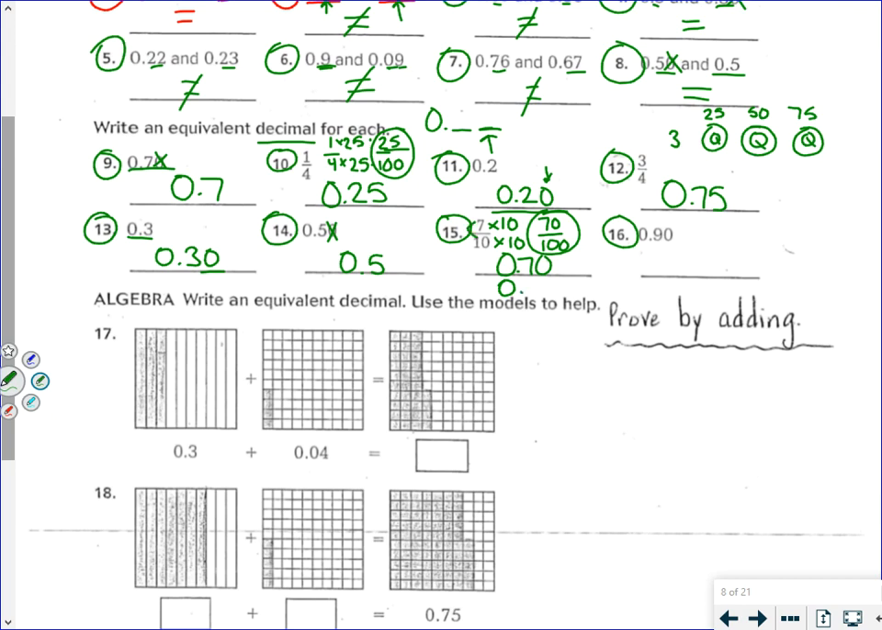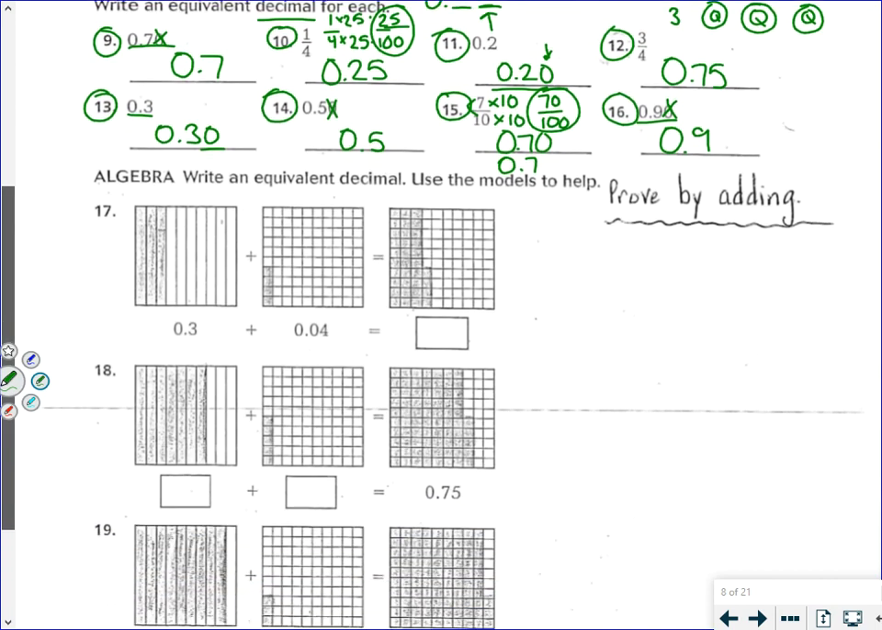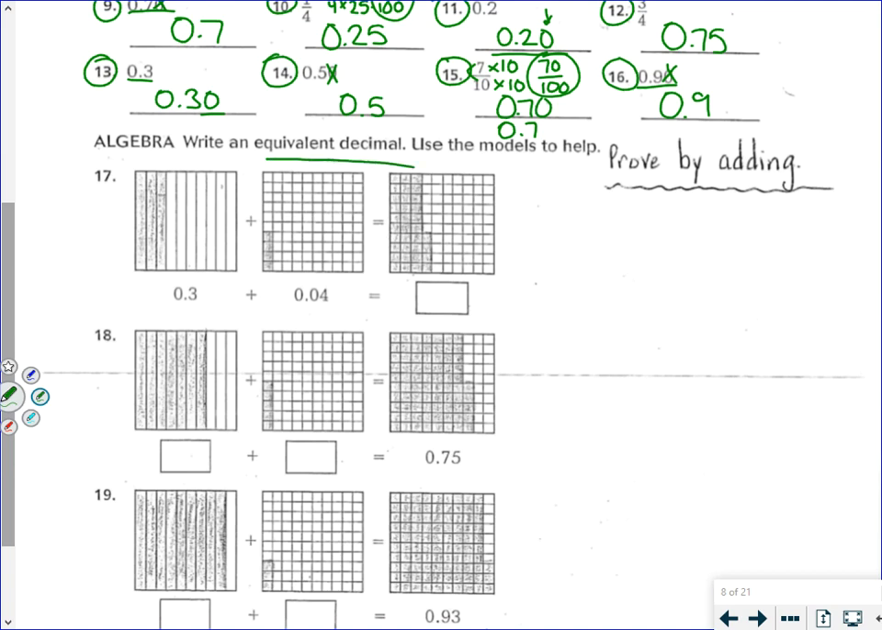Another one that would work is 7/10, right? Okay. We have 90 hundredths. Remember, we don't need the 0. It's the same thing as 9/10. Now this one wants us to write an equivalent decimal using adding.